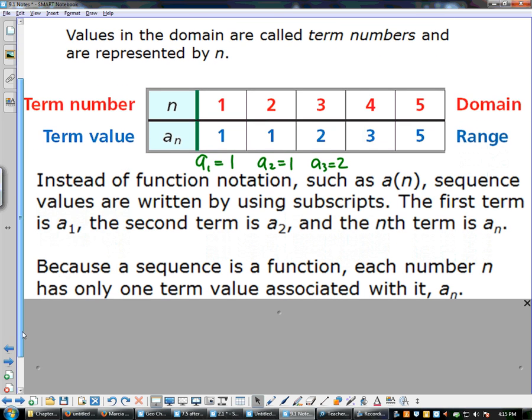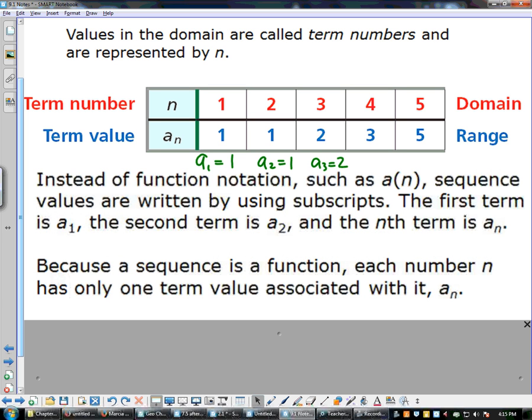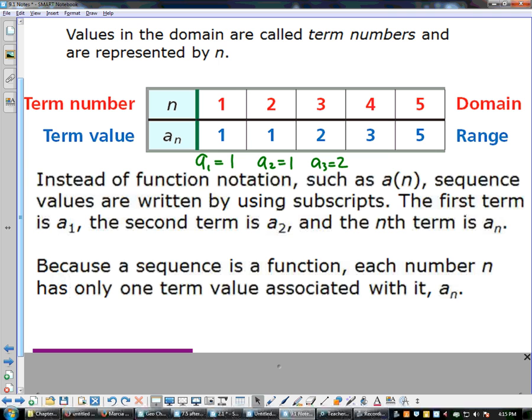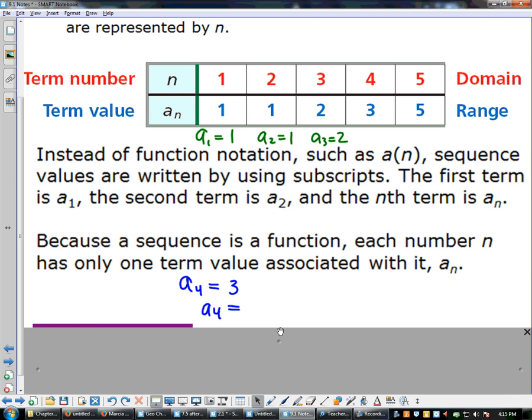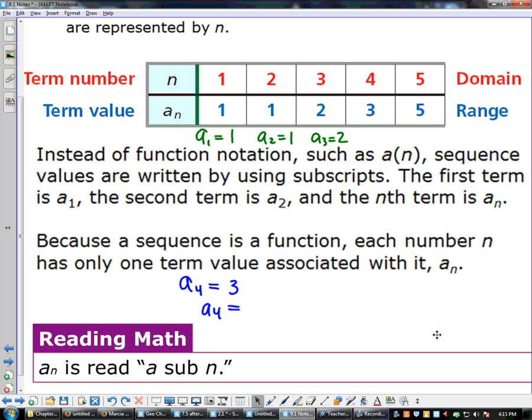Because a sequence is a function, each number n only has one term value associated with it, so a sub n. So again, all that's telling us is that since we know up above a sub 4, for example, is equal to 3, a sub 4 will never equal any other value besides 3 in this type of problem because it is a function. So one thing in the domain has one value in the range. And just a little reminder, when we are reading math, a with the subscript of n, we read that as a sub n.